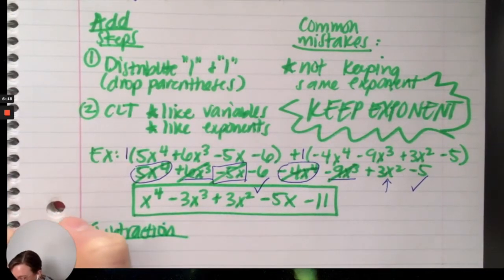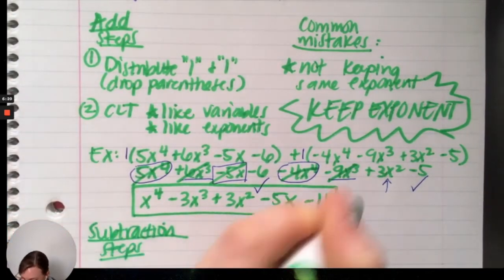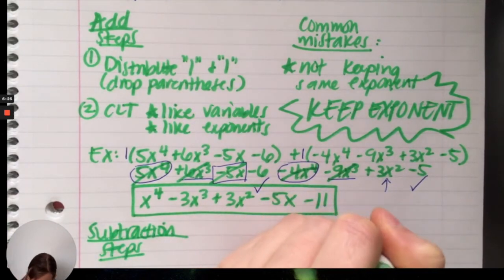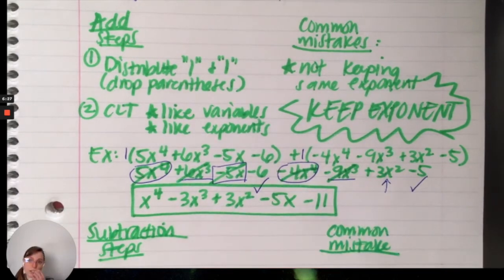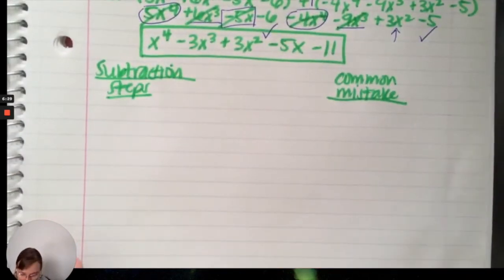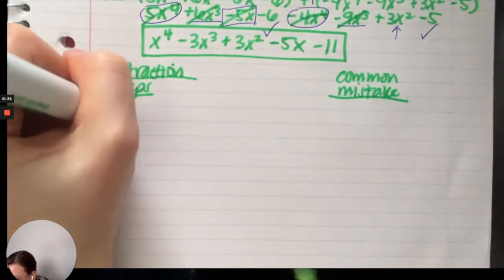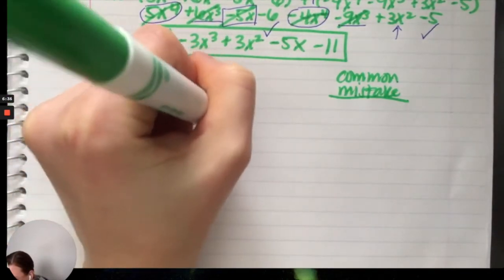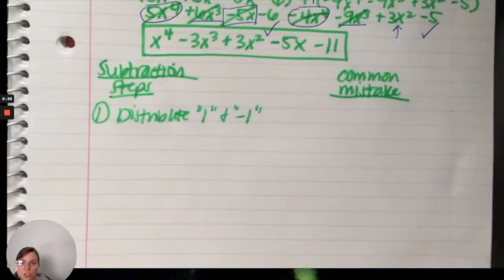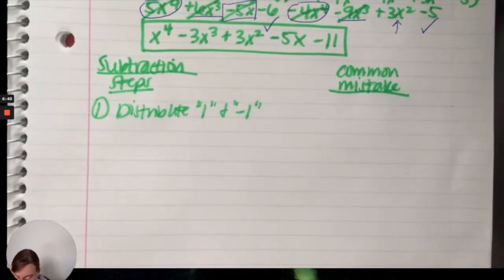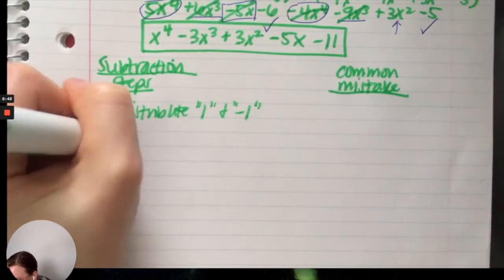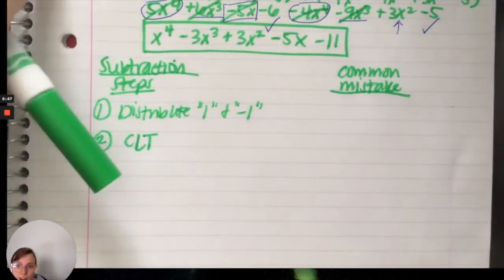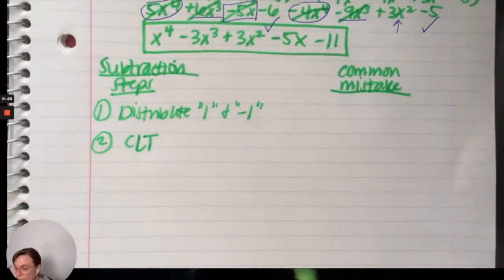Again, we'll have steps, and then we'll have our common mistake after we do our example. So this time we are going to distribute a positive 1 and then a negative 1. So it's going to look similar to addition, but not quite the same. And then after that, we are going to combine like terms. So make sure that it's also like variables and like exponents, just like we had up in the addition.